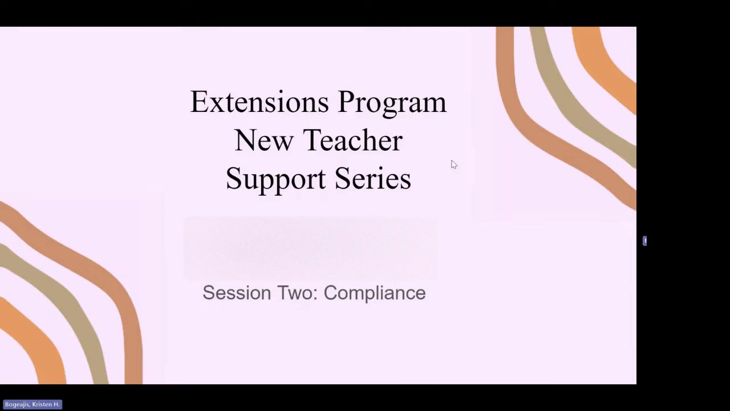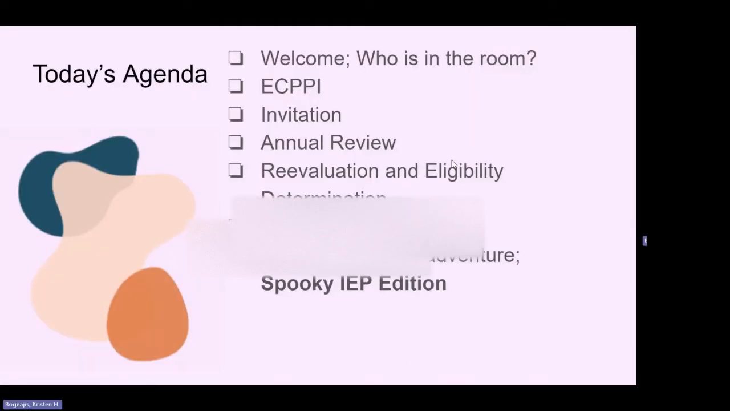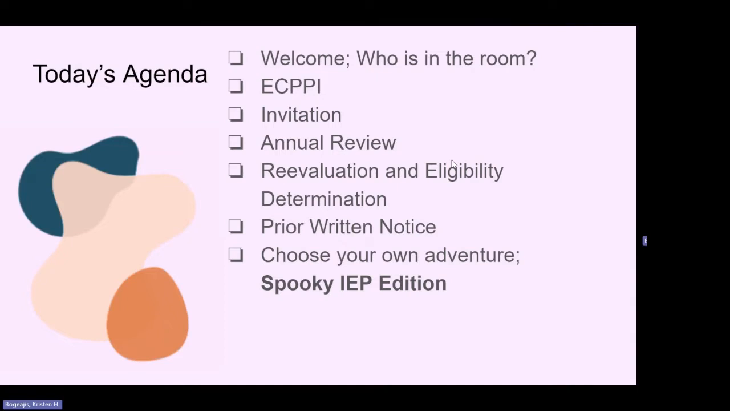Today we are going to be focusing on compliance. We're going to start by talking about the ECPPI, then we're going to move into how to create an invitation. We're going to focus on the annual review next, and then we're going to talk about reevaluation and eligibility determination. Finally, we are going to focus on the prior written notice. We are going to end our training by doing a choose your own adventure.